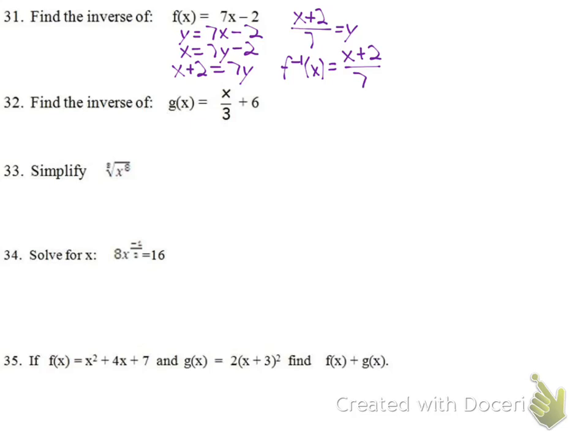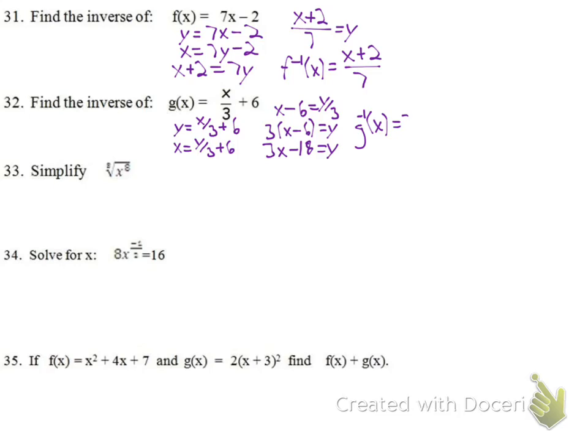Same idea on number 32. We're going to say y equals x over 3 plus 6. We switch and write x equals y over 3 plus 6. First thing we'll do is subtract 6 from both sides. Then we multiply both sides by 3. 3x minus 18. And so our inverse of g of x is 3x minus 18.